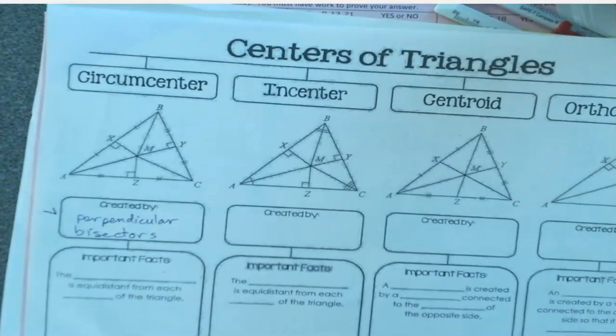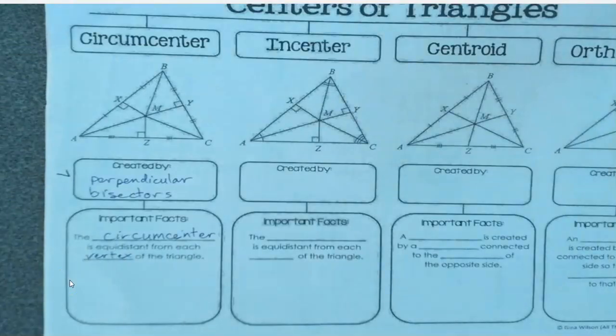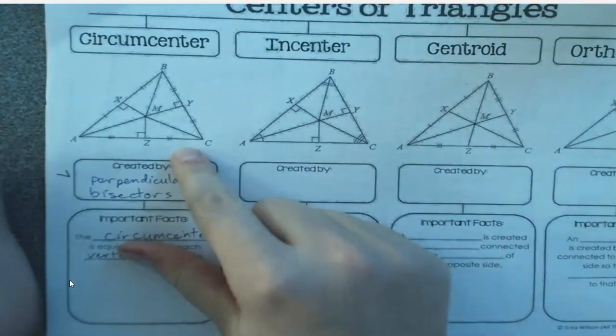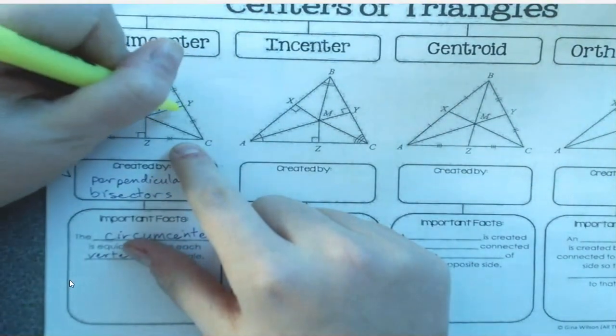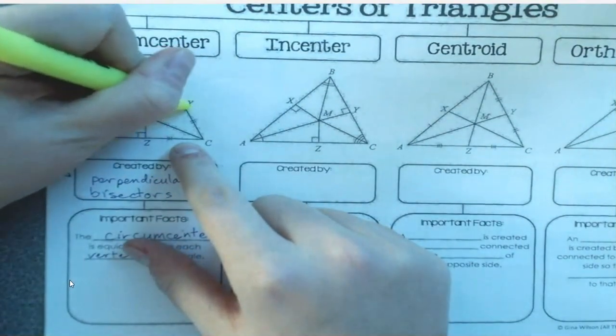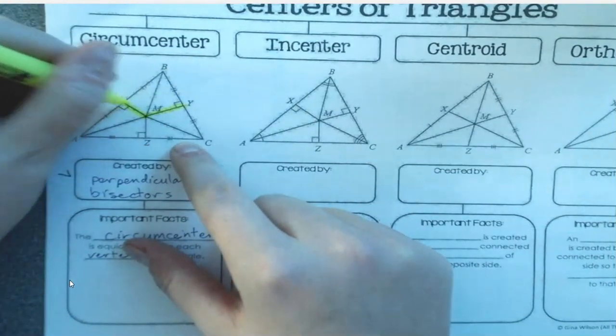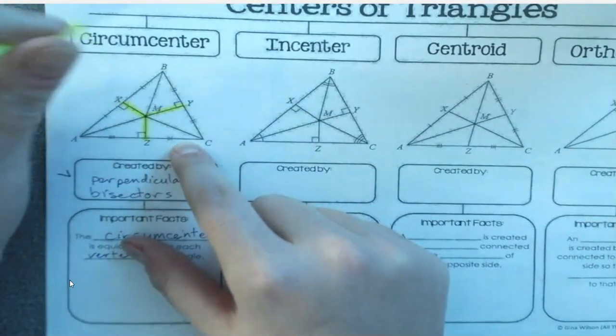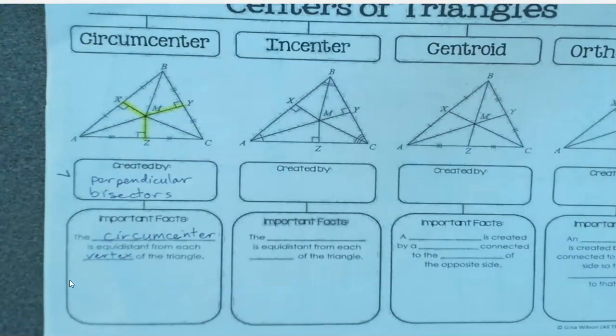Okay, so circumcenter is created by the perpendicular bisectors, and these are the perpendicular bisectors, but just make sure you don't highlight the whole line. This is a kind of a weird picture. It's just those 3 things. Those are the perpendicular bisectors. We're on page 7. You can grab a highlighter too.